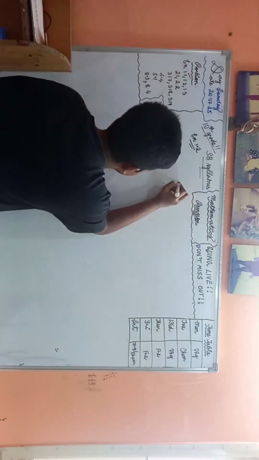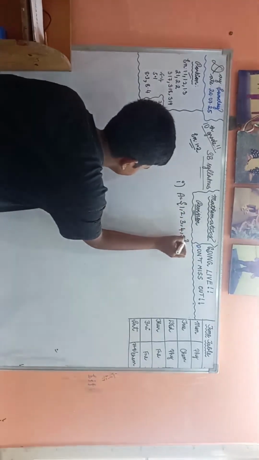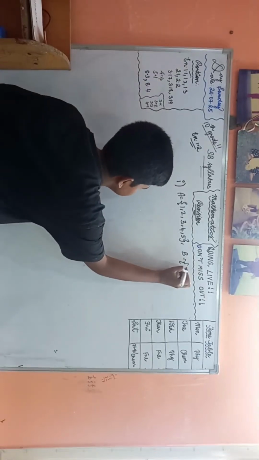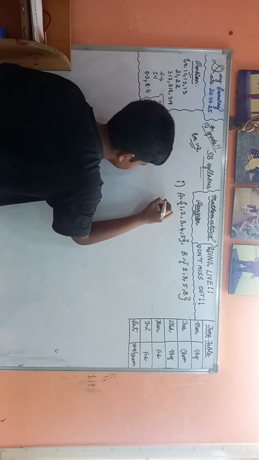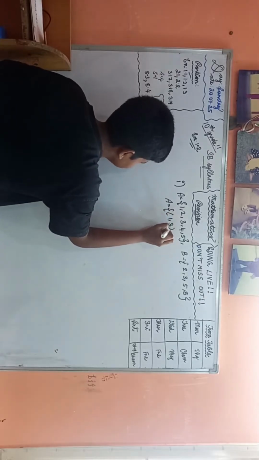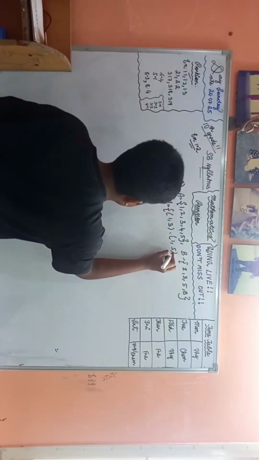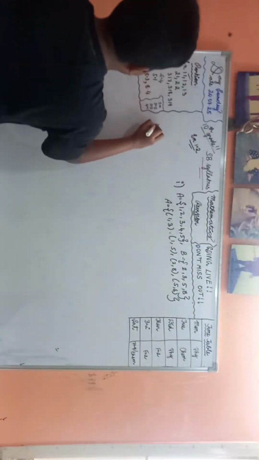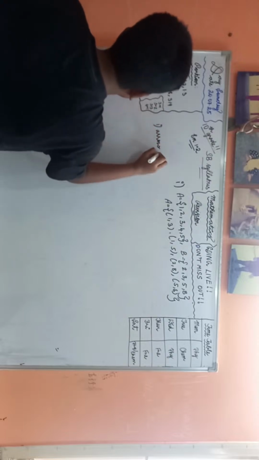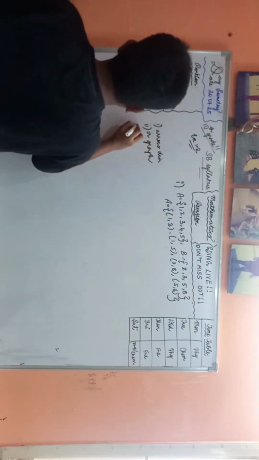Guys, another example is that they'll give A = {1, 2, 3, 4, 5}, B = {2, 3, 5, 8}, and they also give the result, and they'll ask us to find this in the forms of arrow diagram, graph, and roster form.